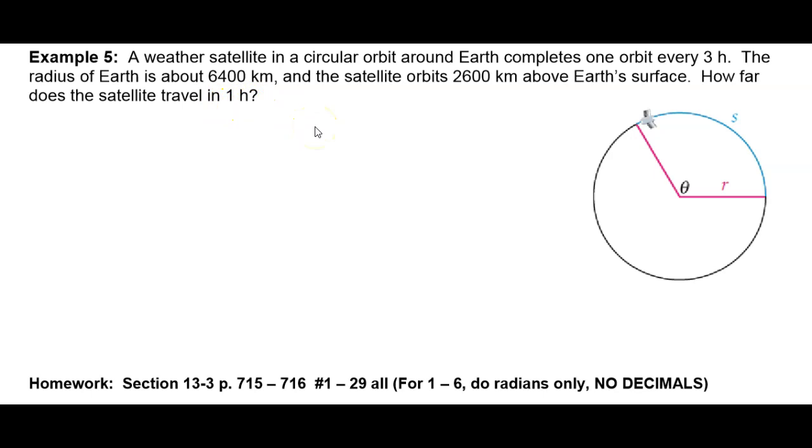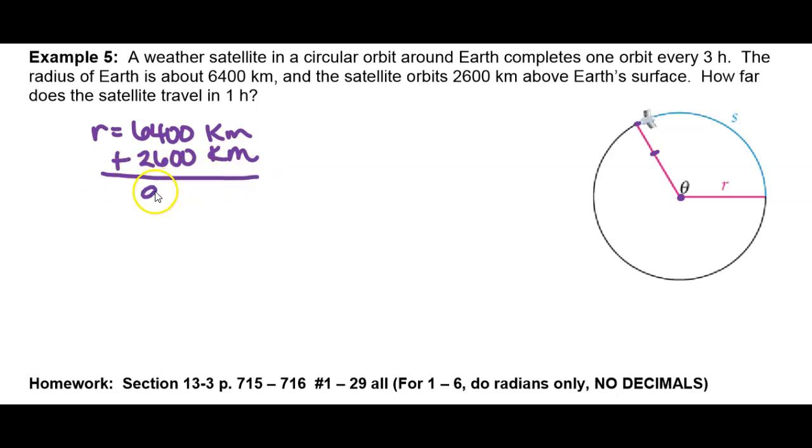Okay, so the first thing that we're going to look at is the center of the Earth, and what is the radius out to the weather satellite. So it says the radius of the Earth is 6,400 kilometers, and we're going to have to add in the fact that the satellite orbits 2,600 kilometers above the Earth's surface. So we're going to have to add that distance in as well. So together, our radius, 6,400 kilometers plus the 2,600 kilometers. So our radius is 9,000 kilometers.